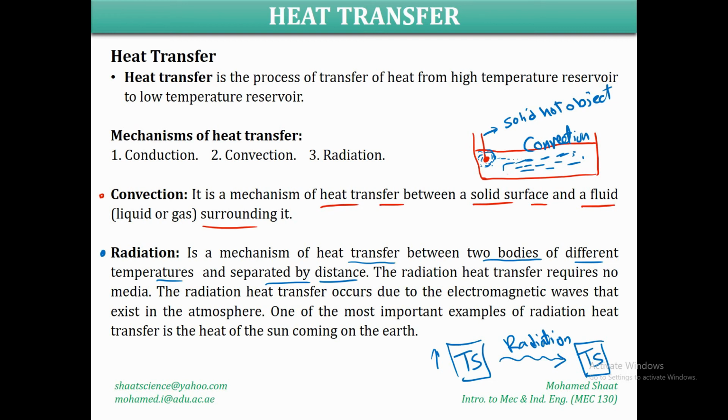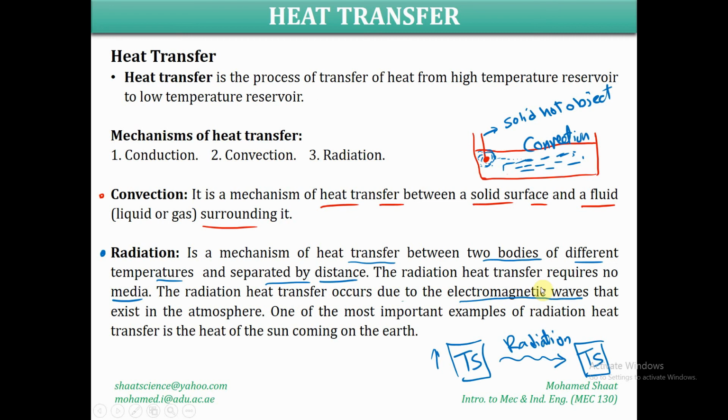So radiation is a mechanism of heat transfer between two bodies or objects of different temperatures and separated by a distance. The radiation heat transfer requires no medium. There is no need for a specific bridge, as I said, or medium to allow for the heat transfer. The radiation heat transfer occurs due to electromagnetic waves.